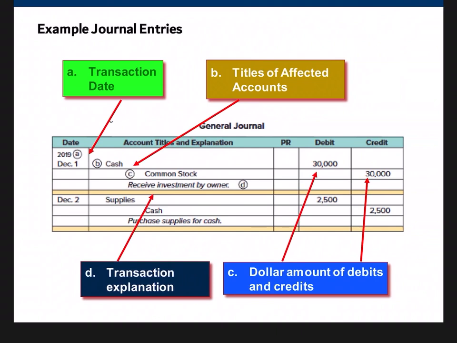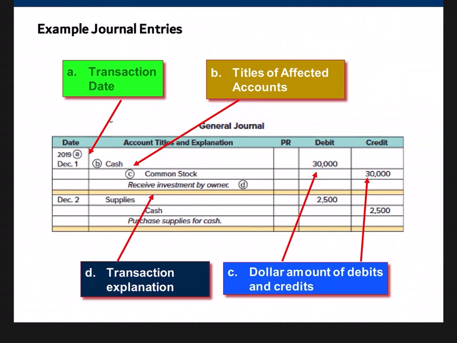Now let's move to our second example entry, and that is taking place on December the 2nd, 2019, and on this day we purchased supplies for cash. So in this case, we are debiting supplies, which is an asset account, a resource of the business. We increase its balance by debiting supplies for $2,500, the amount of supplies being acquired in this example. And then we would credit the form of payment. Since we're paying cash, we need to reduce the cash account. If you hand somebody $2,500 for supplies, you no longer have that $2,500 in your possession, or as some might say, you're $2,500 poorer than you were.